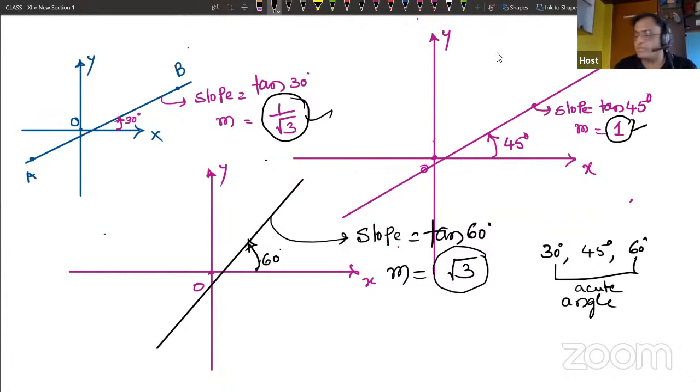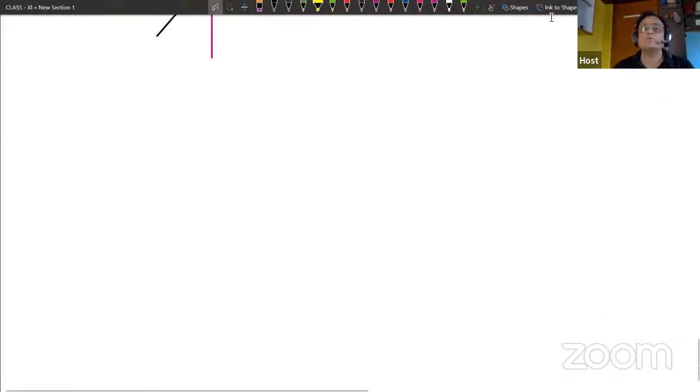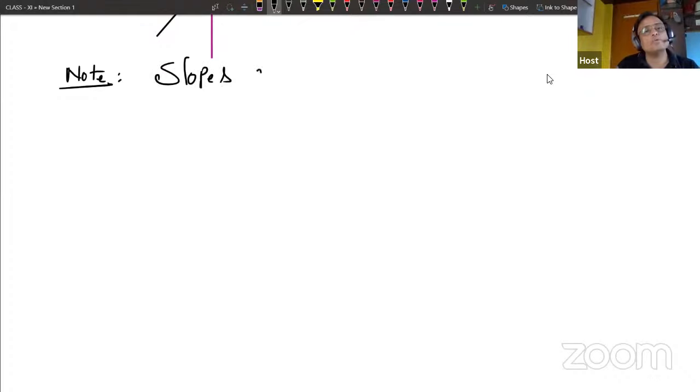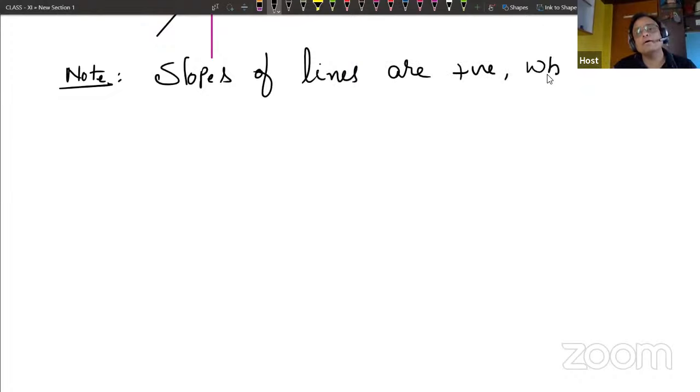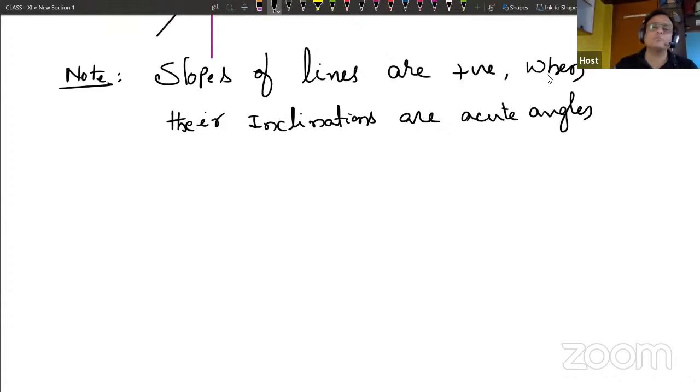So this is, once again, we'll learn. Acute angles, immediately we try to define this definition. What is the note? Slopes of lines are positive when their inclinations are acute angles. Slopes you get are always positive. Why? Because inclinations are 30, 45, 60. Inclinations you have taken. So simply you can write here in this way.